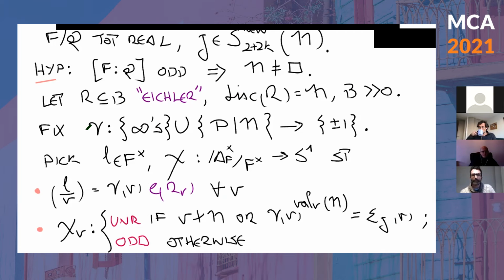So I'm going to fix one of these functions gamma, which is going to be again a choice of signs, one for each prime dividing the level, and one for each Archimedean prime. And in terms of this gamma, I'm going to define two auxiliary parameters which are going to be used to define our Fourier series. One is a non-zero element. You can think of this as a discriminant. And the other one is a Hecke character.